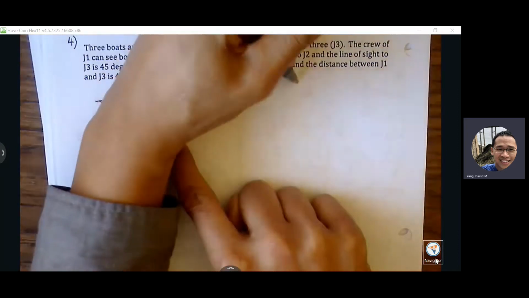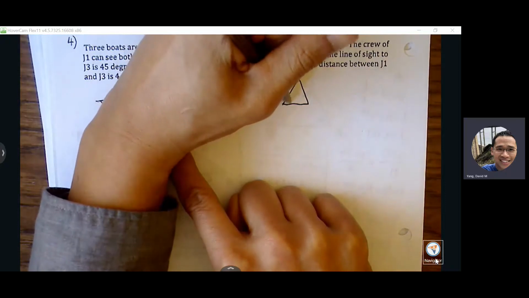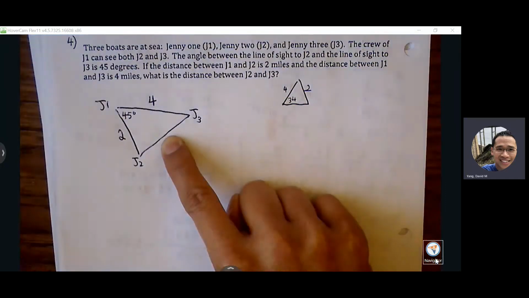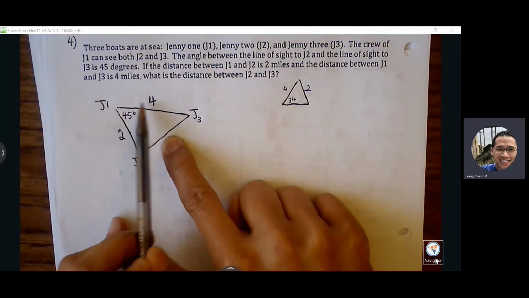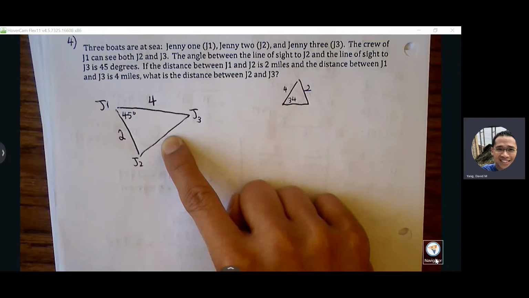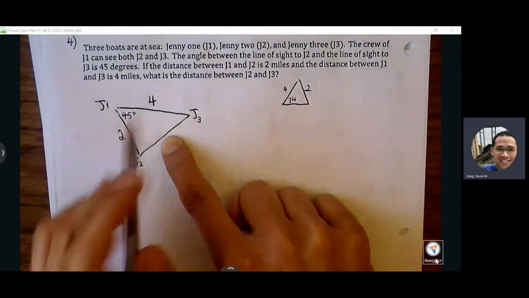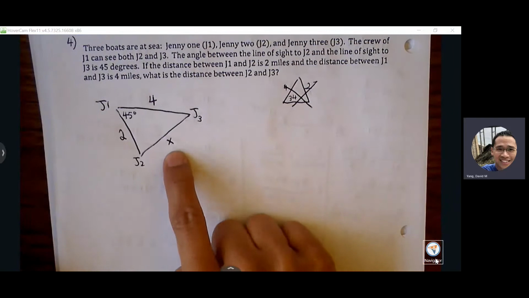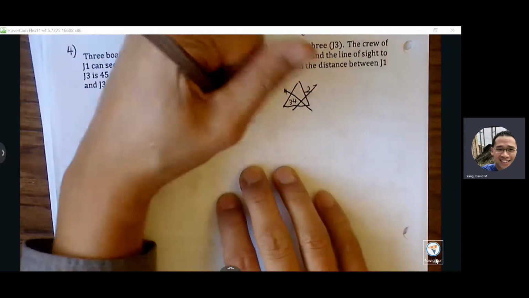Side angle would be like this, where I have an angle and I have a side and I have a side like this, right? You see how this angle is nicely tucked in between two known sides? We call that side angle side. So if you see side angle side, how do we approach side angle side? Law of cosines. Law of cosines will help us find this missing piece that we need.